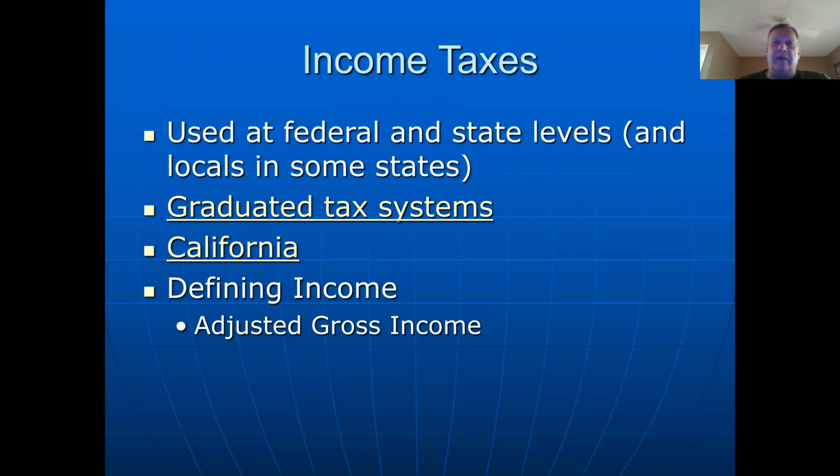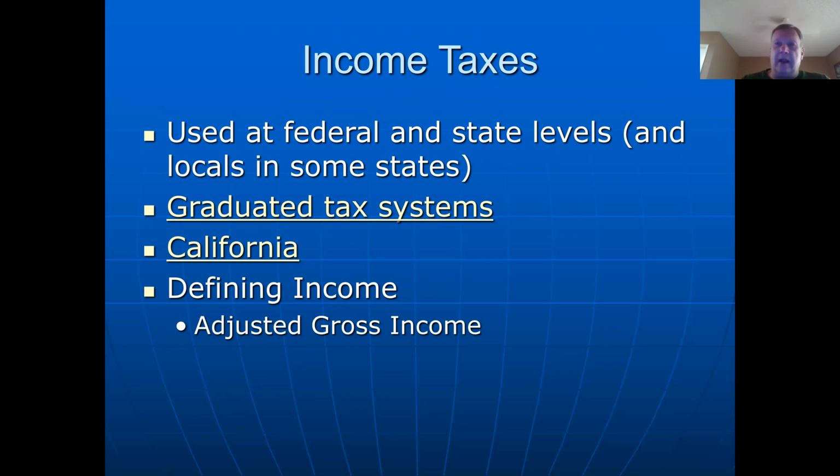Then the second main type of taxation are income taxes. Income taxes are primarily used at the federal and the state level and at the local level in some states. In California, it's primarily not used at the local level, but in some other states, local governments will be heavily reliant upon income taxes. Income taxes are usually designed as what we call graduated tax systems, in that we will establish marginal tax brackets, and as you move up those marginal tax brackets, the income tax rate will increase for each one of those tax brackets. And we'll look at that in a second.